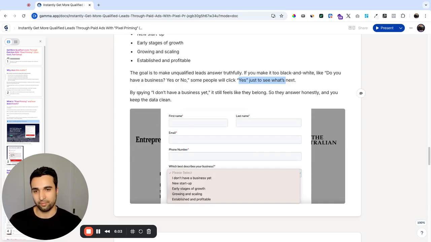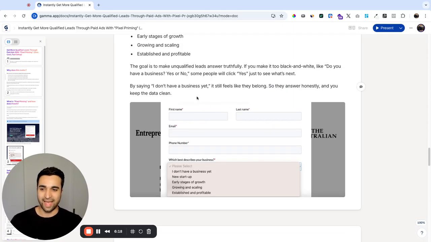In this example here, by saying, I don't have a business yet, it still feels like they belong and they answer honestly, which helps you keep the data clean. So just something to keep in mind when you're selecting that specific qualifying question. We want it to act as bait for the unqualified leads.